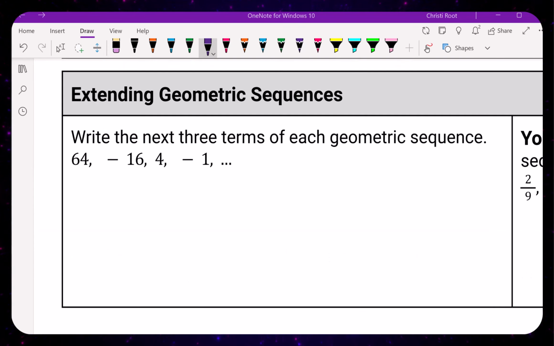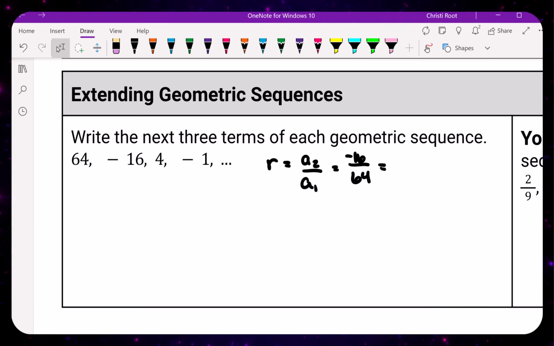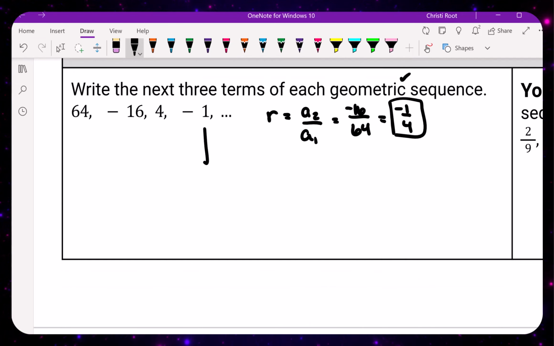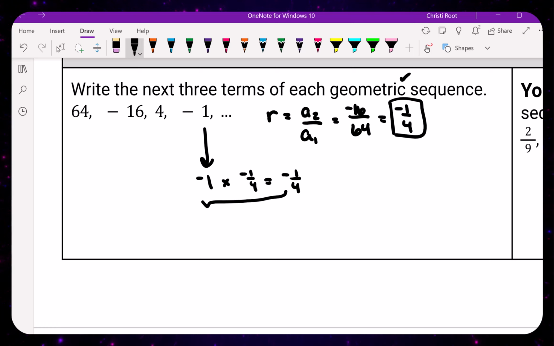Okay, so in this next part, it's asking you to extend a geometric sequence. So when I extend the sequence, I need to find the common difference because it tells me it's geometric. So I said the wrong thing. It should be the common ratio. Sorry about that. So the ratio is going to be a sub 2 divided by a sub 1. So the second term is -16. I'm going to divide that by 64, reduce that to -1/4. So since I know that it is definitely geometric, that is going to be the pattern that continues. You're going to take this -1 here, and you're going to multiply that times -1/4. And you get -1/4. And then you take -1/4, repeat the pattern.